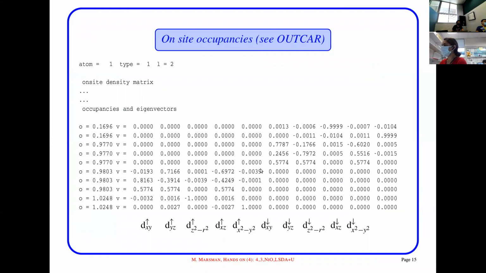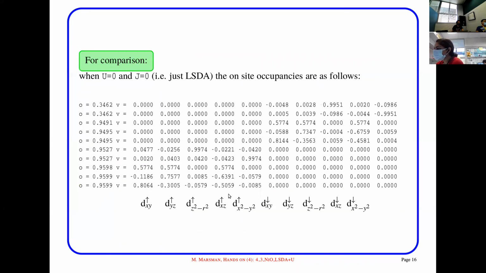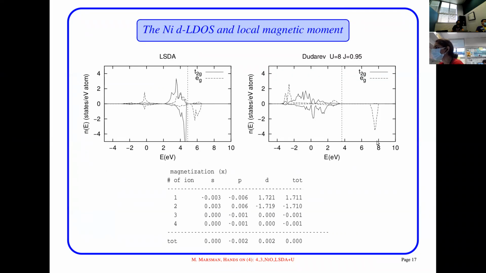So this is the correct one with the U bar. This is the one without the U bar. But the most important part is this one, because now you will see that you get a band gap around 3 electron volts. That is the right band gap.